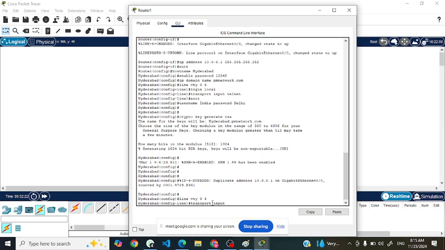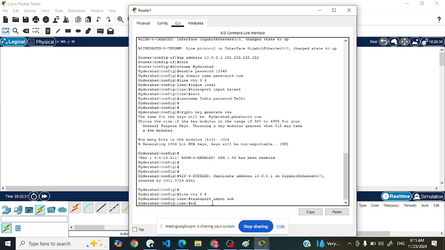Transport input SSH. Only SSH I am giving here. Okay, we are making the changes. Also, no transport input telnet command, so that it will be clear. No, it will overwrite also. Okay, sir. Okay, we can give, but it will overwrite here.